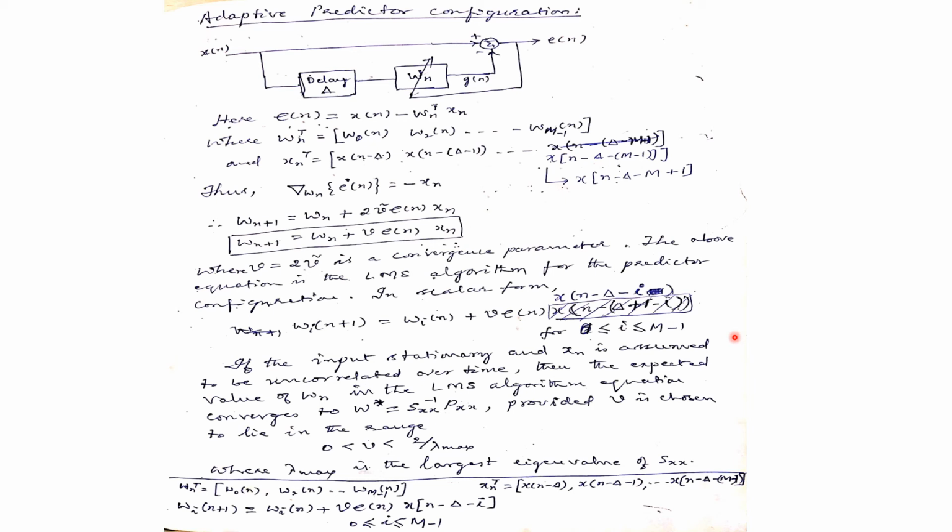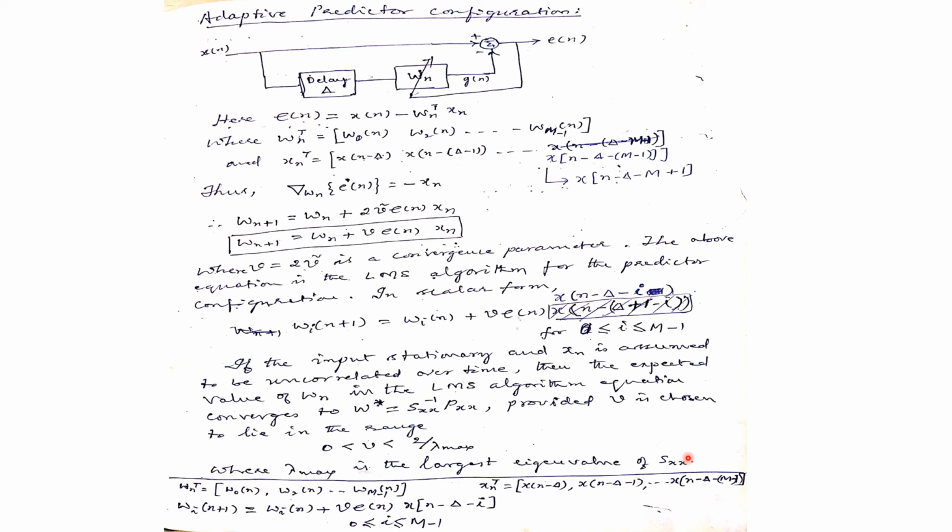Right? So if the input is stationary and the xn is assumed to be uncorrelated over time, then the expected value of Wn in the LMS algorithm equation converges to W star, Sx star Pxx, provided V is chosen to lie in the range 0 to 2 by lambda max. So whatever value you get from this equation, the same value can be obtained from this equation if the value of V is selected in this range, where lambda max is the largest eigenvalue of Sxx.